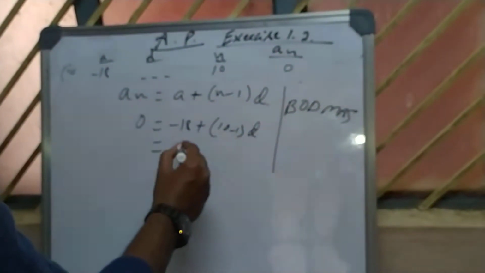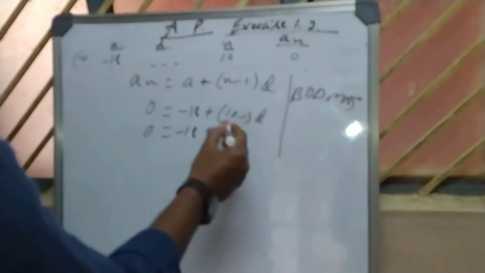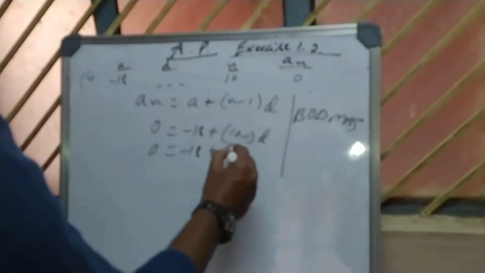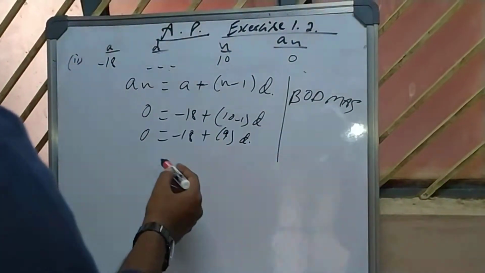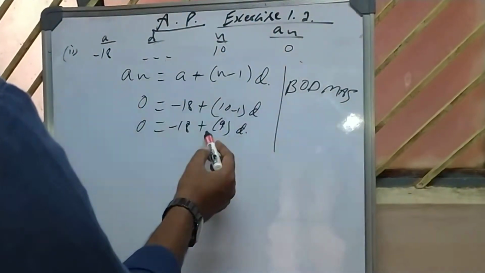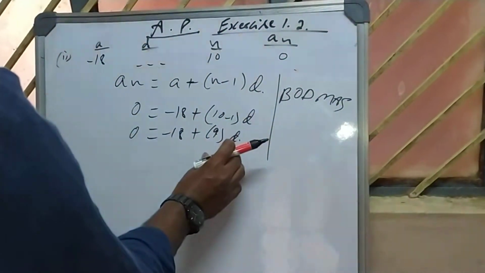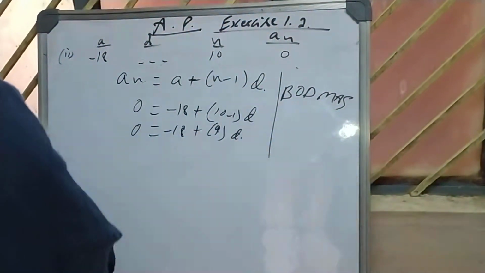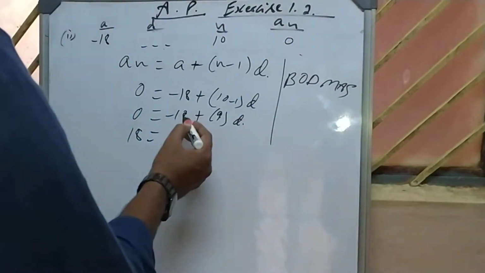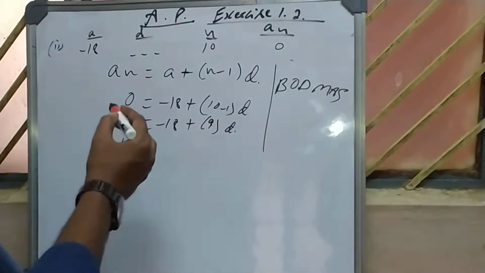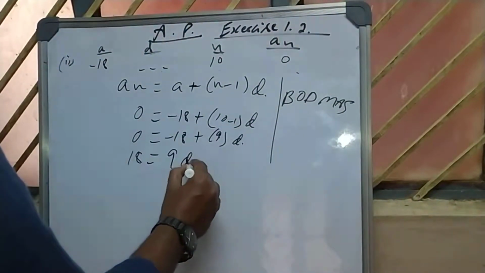Now I will write 0 is equal to minus 18 plus 10 minus 1 is 9, so 9 into d. Now as you can see, here I have 0 is equal to minus 18 plus 9 into d is 9d. I will keep this here only. I will take this minus 18 to this side, so this will become plus 18. Minus 18, if it comes to this side, it becomes plus 18. Here you have 9 into d as it is.